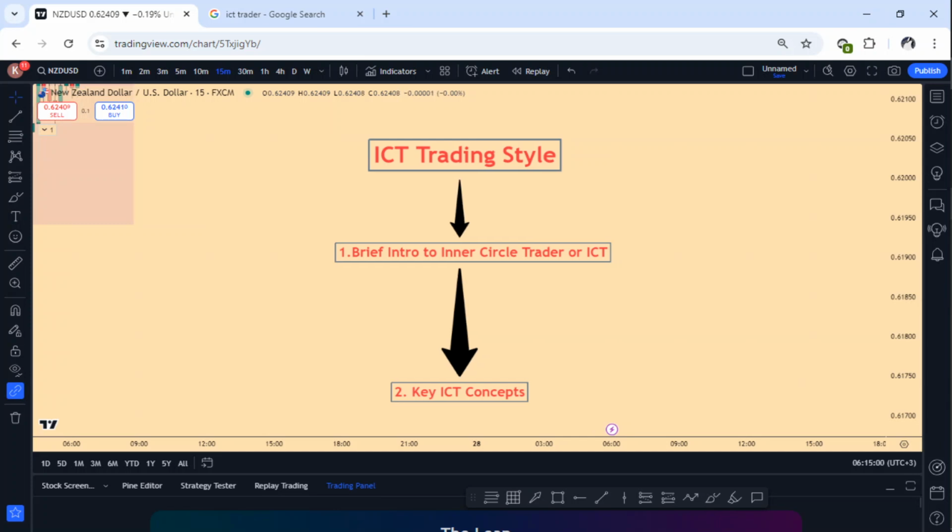What we are going to discuss today is the ICT trading styles. I'm going to give you an overview of what ICT trading styles entail, and then I'm going to give you key concepts of ICT that you need to know if you want to become an ICT trader. So just a brief introduction.